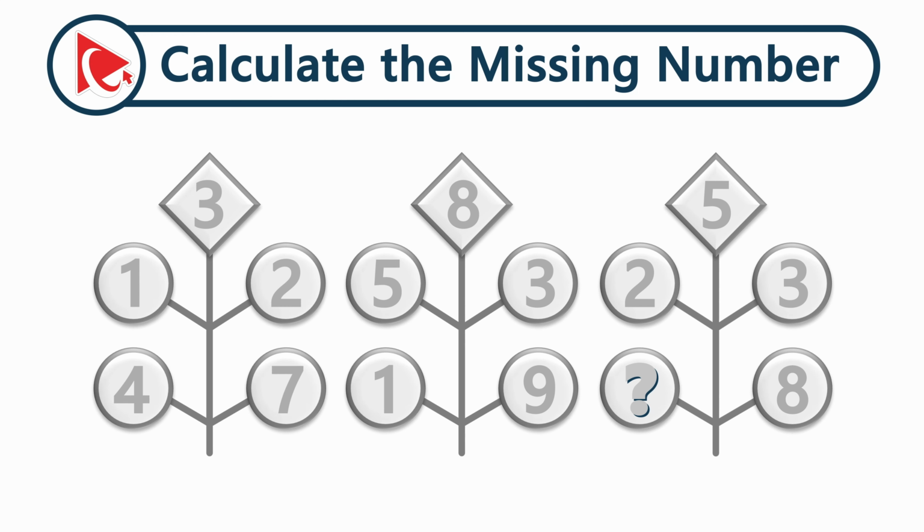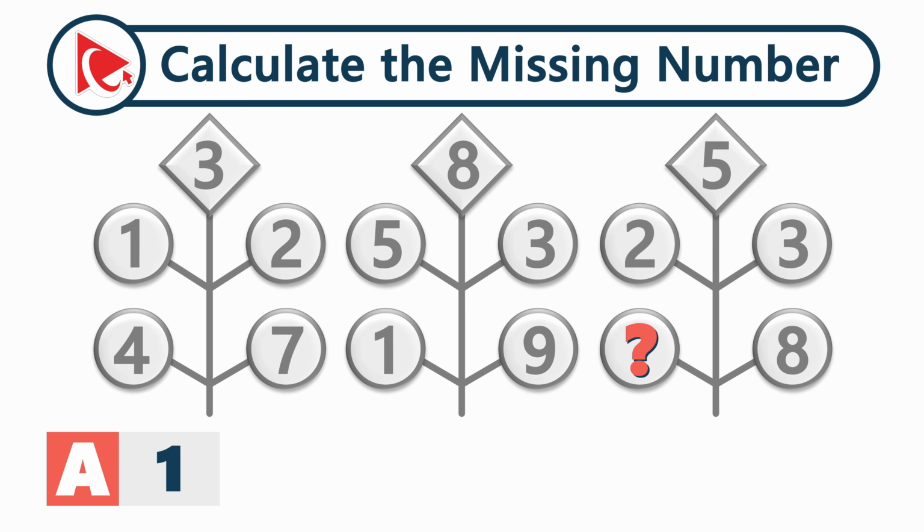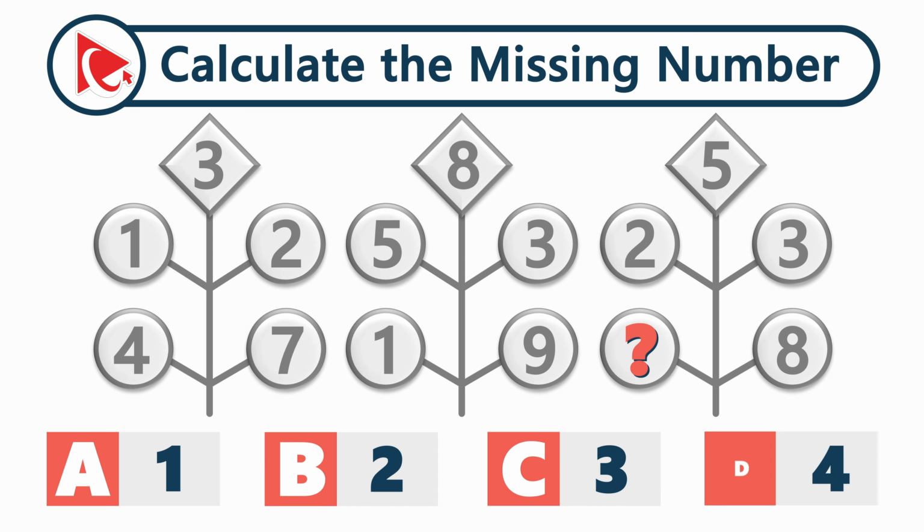You're presented with phenomenally cool symmetrical tree-like shapes. The first shape has numbers 7, 2, 3, 1, and 4. Second shape has numbers 9, 3, 8, 5, and 1. And the third shape has numbers 8, 3, 5, 2, and then comes the missing number, which you need to calculate and select out of 4 possible choices. Choice A, 1, choice B, 2, choice C, 3, and choice D, 4.